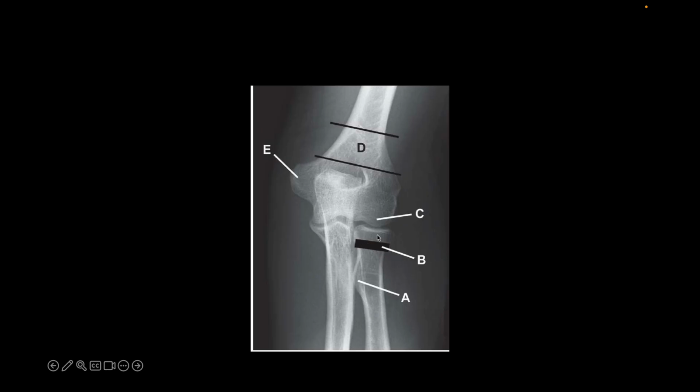C, between the radial head and the humerus, would be your capitellum. D would be the metaphysis of your humerus, and then E would be the medial epicondyle, which is where your flexor muscles originate.